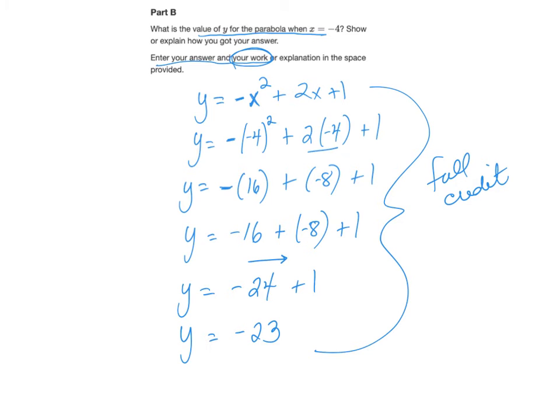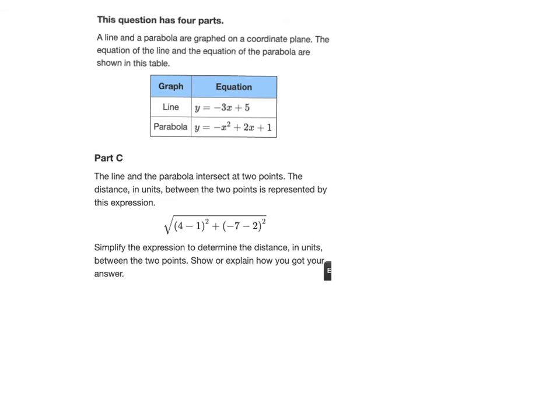So whether you show all your work or you give a full sentence for each step you did, you have to do one or the other. You can't just put y equals -23 and expect to get full credit for this. Okay. Part C.